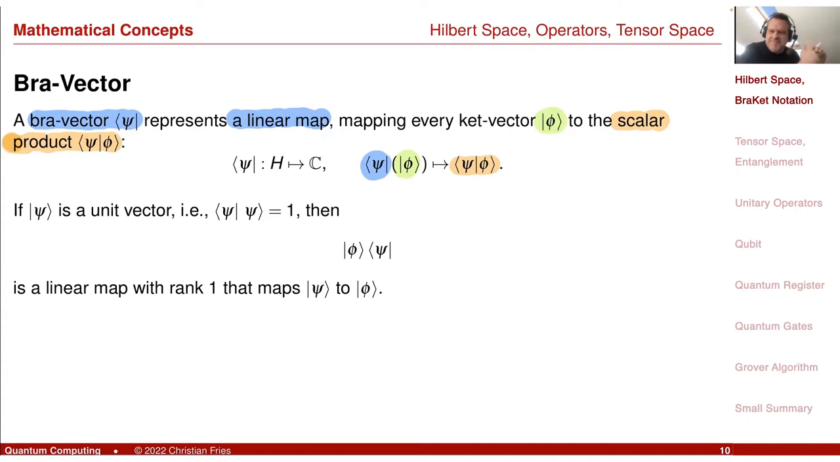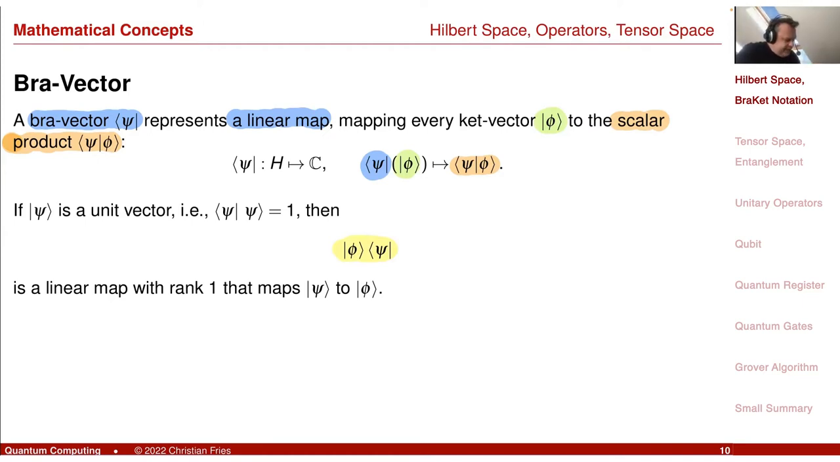And then comes another notation that we will sometimes see. So we will sometimes see the notation ket phi bra psi. Okay, so that means I multiply the linear map from the left. If you now go back to the interpretation that it is a column vector times a row vector, that is a matrix. It is the matrix where you multiply every element with every element. And actually, this is a projection, at least if the psi is a unit vector. It means that this linear map is a rank one linear map that maps the psi to the phi.